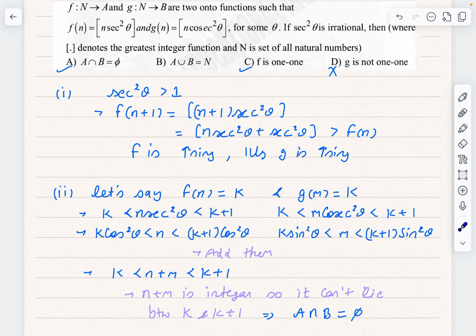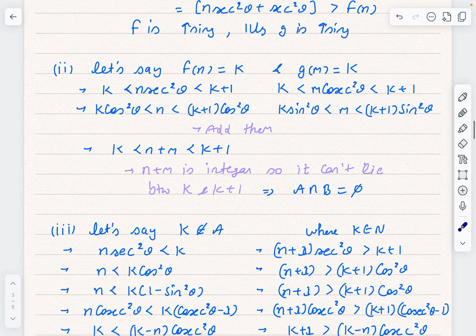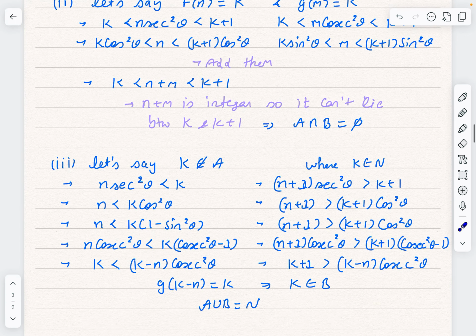Now the last option, A union B equal to N. This is saying every natural number will be either in A or in B. So when we take the union, they will cover all the natural numbers. Let us see this one. Let us say there is a number k which is not in the range of f. A is the range of f. So there is a number k which is not in the range of f.